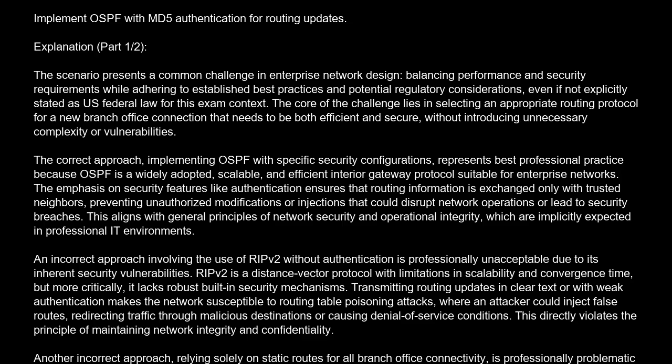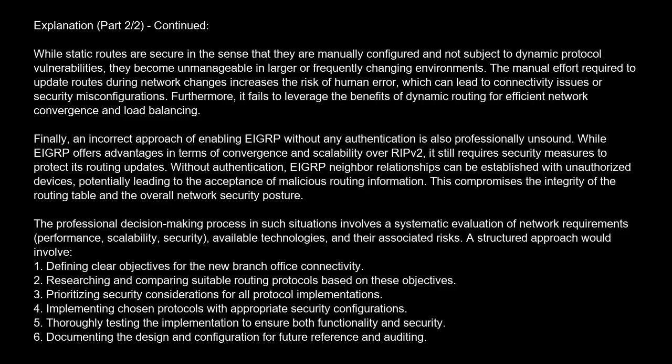Another incorrect approach, relying solely on static routes for all branch office connectivity, is professionally problematic due to its lack of scalability and dynamic adaptability. While static routes are secure in the sense that they are manually configured and not subject to dynamic protocol vulnerabilities, they become unmanageable in larger or frequently changing environments. The manual effort required to update routes during network changes increases the risk of human error, which can lead to connectivity issues or security misconfigurations. Furthermore, it fails to leverage the benefits of dynamic routing for efficient network convergence and load balancing.